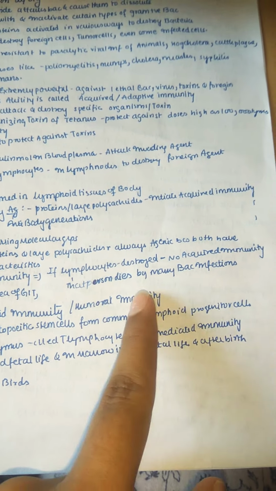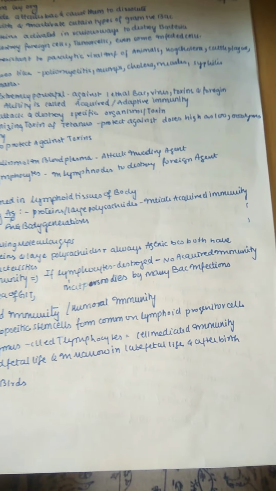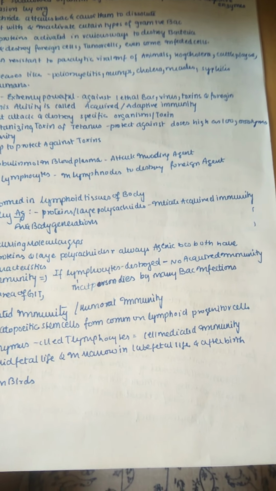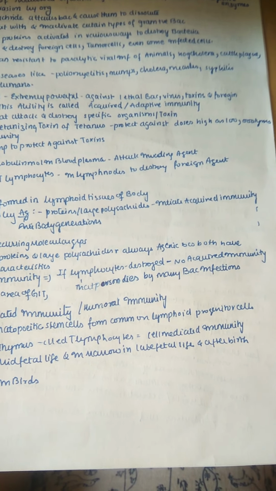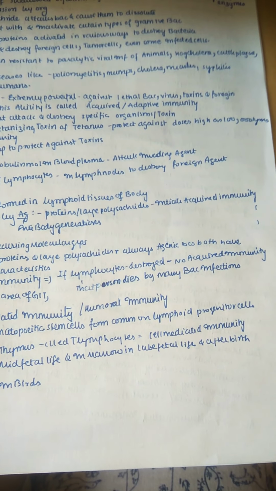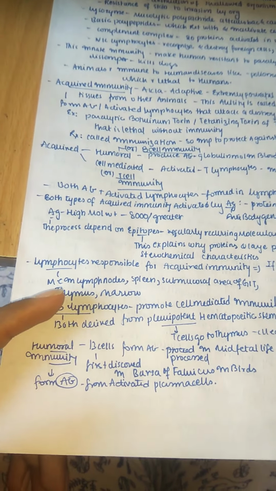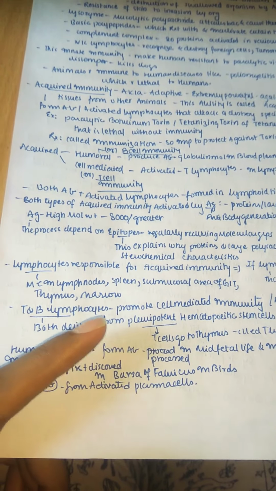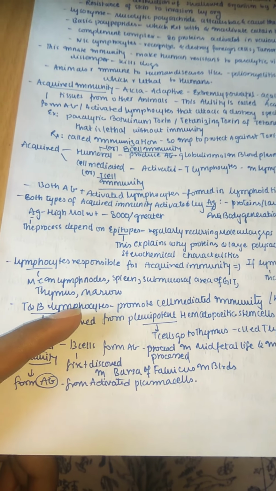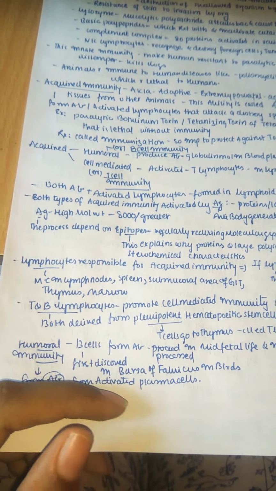And that person dies from many bacterial infections, because acquired immunity is the most potent and most important one. Of course, innate immunity can work, but only to some extent. Acquired plays a major role. So if lymphocytes are not present, then acquired immunity is not there, and the person dies with many bacterial infections. Lymphocytes are most common in lymph nodes, spleen, the submucosal area of the GIT, that is Peyer's patches of the ileum, thymus, and bone marrow. In all these areas we can find lymphocytes.